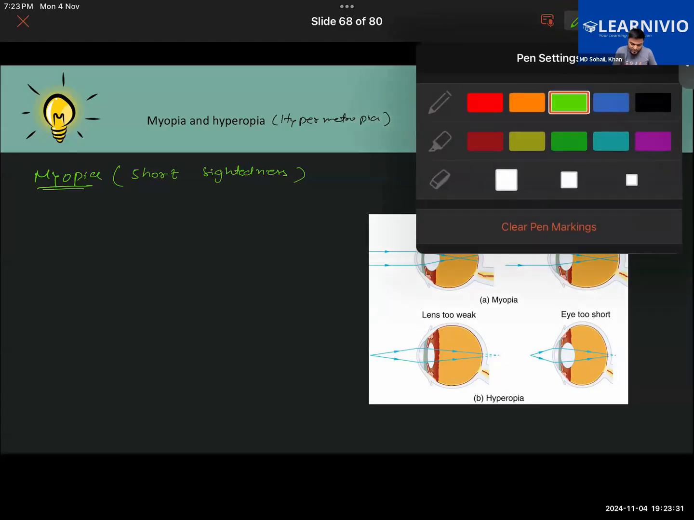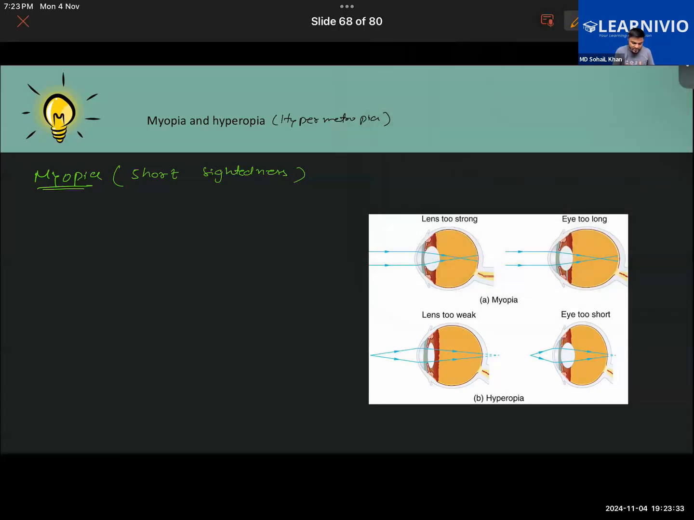We'll also learn how this problem can be cured. So first of all, let me explain this.